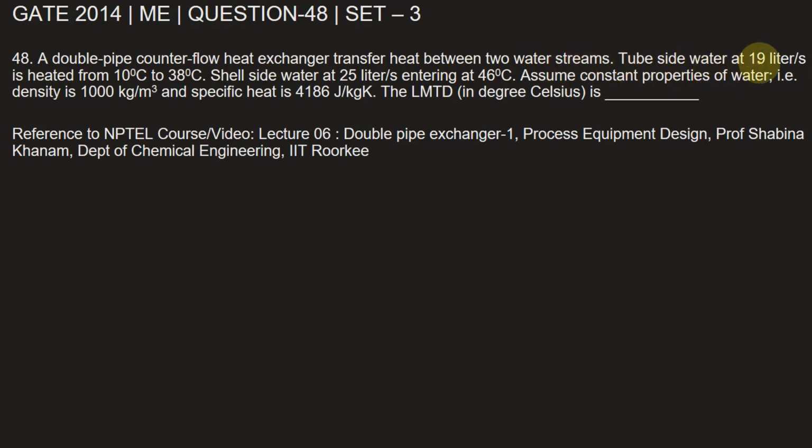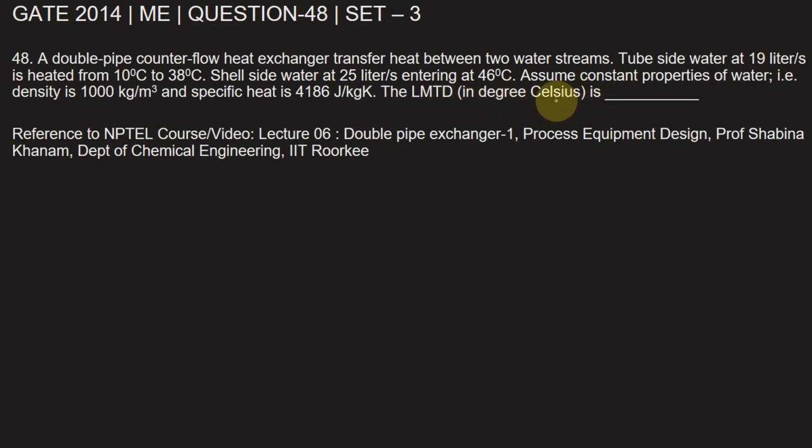Tube side water at 19 liter per second is heated from 10 degrees Celsius to 38 degrees Celsius. Shell side water at 25 liter per second enters at 46 degrees Celsius. Assume constant properties of water, that is, density is 1000 kg per meter cube and specific heat is 4186 joule per kilogram Kelvin. The logarithmic mean temperature difference in degrees Celsius is?